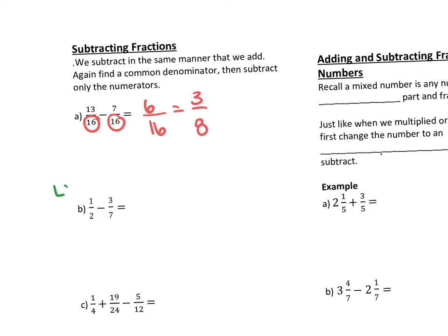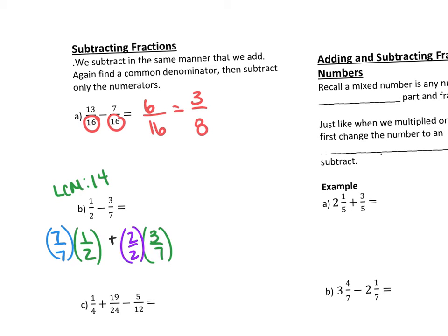Well, their LCM. They're both prime numbers, so the LCM is going to be 14. You have to multiply them together. So 1/2, I'm going to multiply that by 7 over 7, plus, and then 3/7, I'm going to multiply that by 2 over 2 to get that to 14. So when I do that, I get 7 over 14 plus 2 times 3 is 6 over 14. This is just equal to 13 over 14.